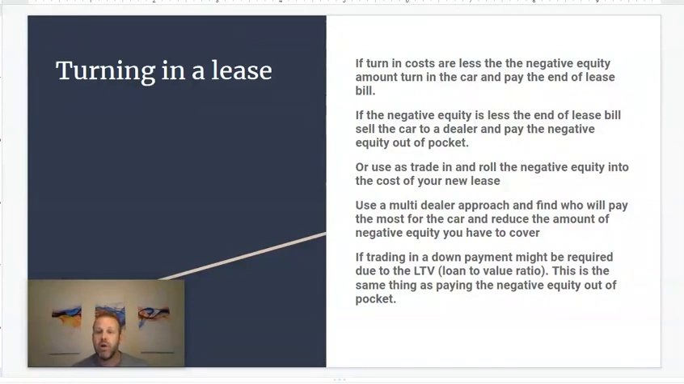Now, one other thing, if you are going to be trading it into a dealer, there's something called the LTV, which is loan to value ratio. That could require you to make a down payment, because when they roll in too much negative equity, now the amount you're borrowing is so much more than the value of the car you're getting that the bank won't approve it. So if the bank won't approve it, then you can't roll it into the payment. You have to pay the negative equity out of pocket. But the big thing is, which is more? Turning it in, is it more, or paying the negative equity yourself? Which is more? Choose wisely.